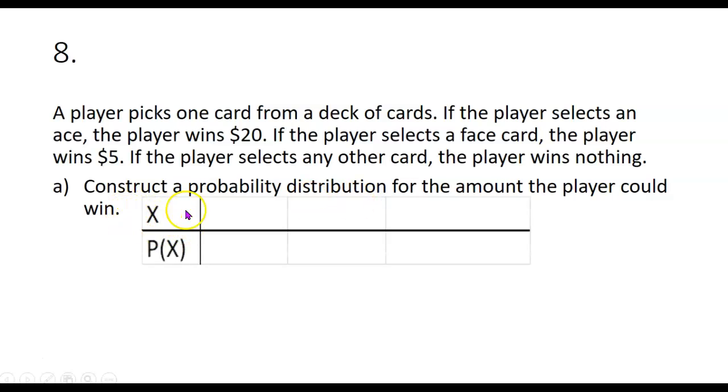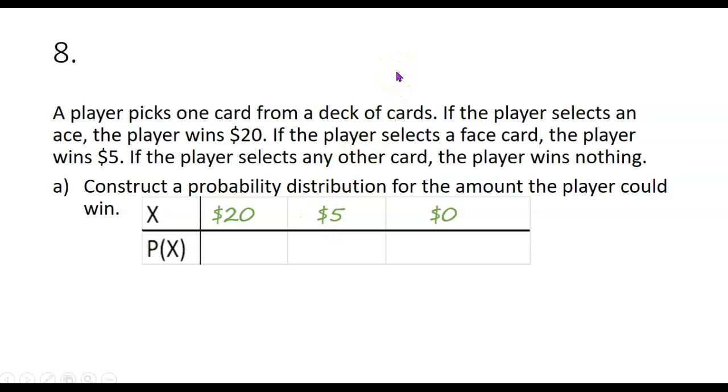So a probability distribution has two parts to it. We're going to list all the possible values of our random variable, that is, all the possible amounts the player could win. So the player could win $20, the player could win $5, or the player could win $0. And now we have to put the probability with each one. So the probability of winning $20 is the probability of selecting an ace, because that's what would have to happen to win the $20.